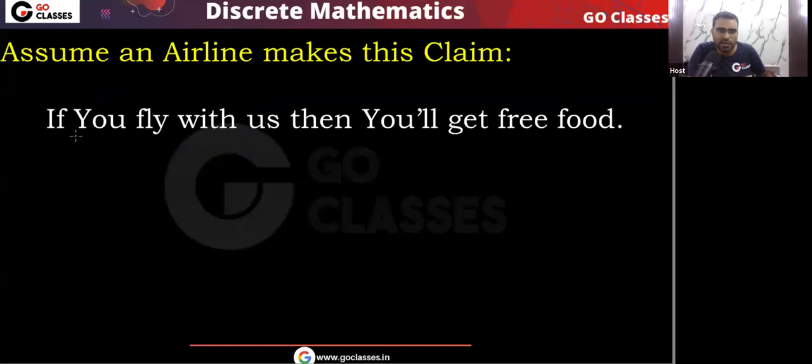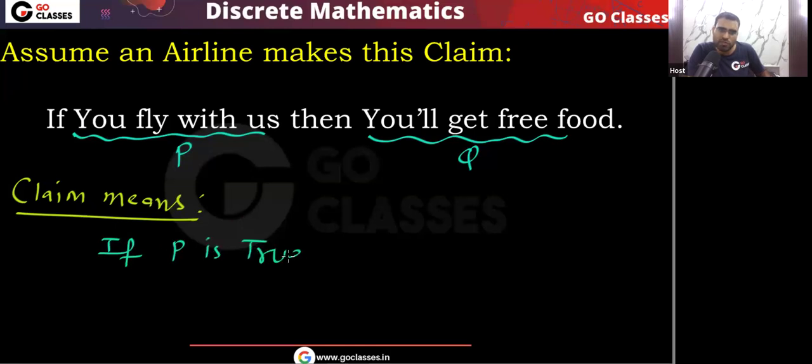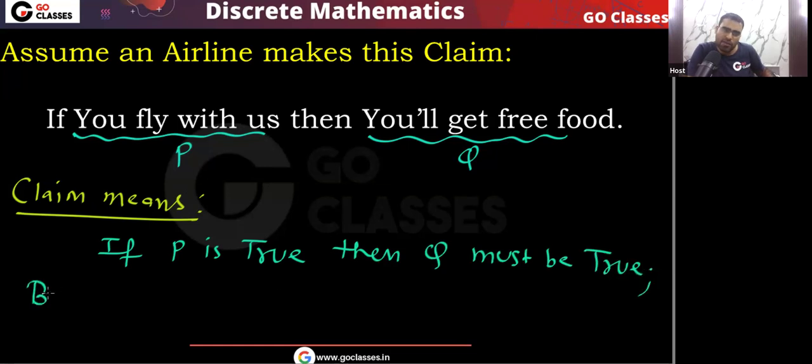Okay, so this is the idea. Remember, this is your P. Let's call this Q. So this is your conditional statement. What this claim means, let me tell you: this claim means that if P is true, then Q must be true. But remember, if P is false, then Q can be false or true.